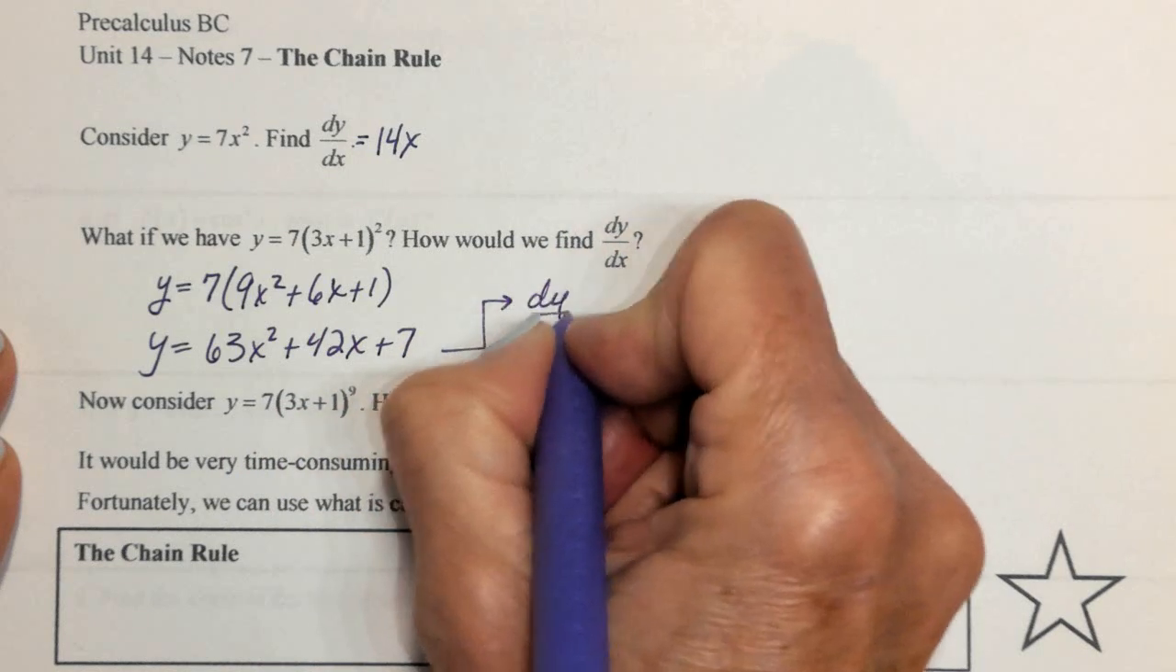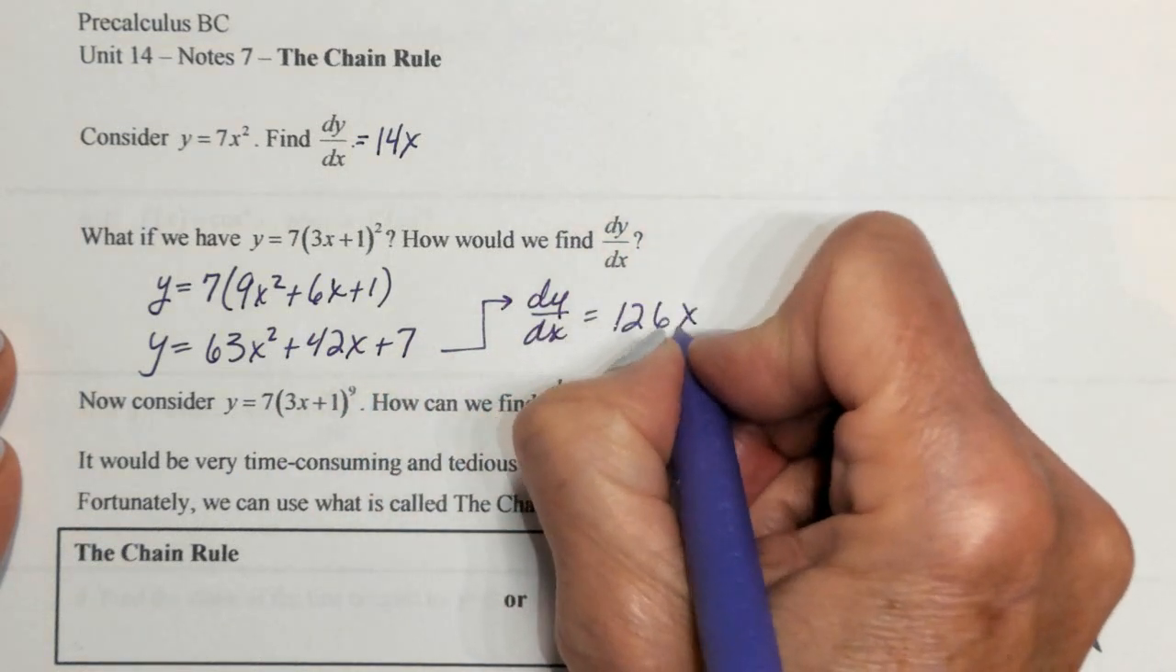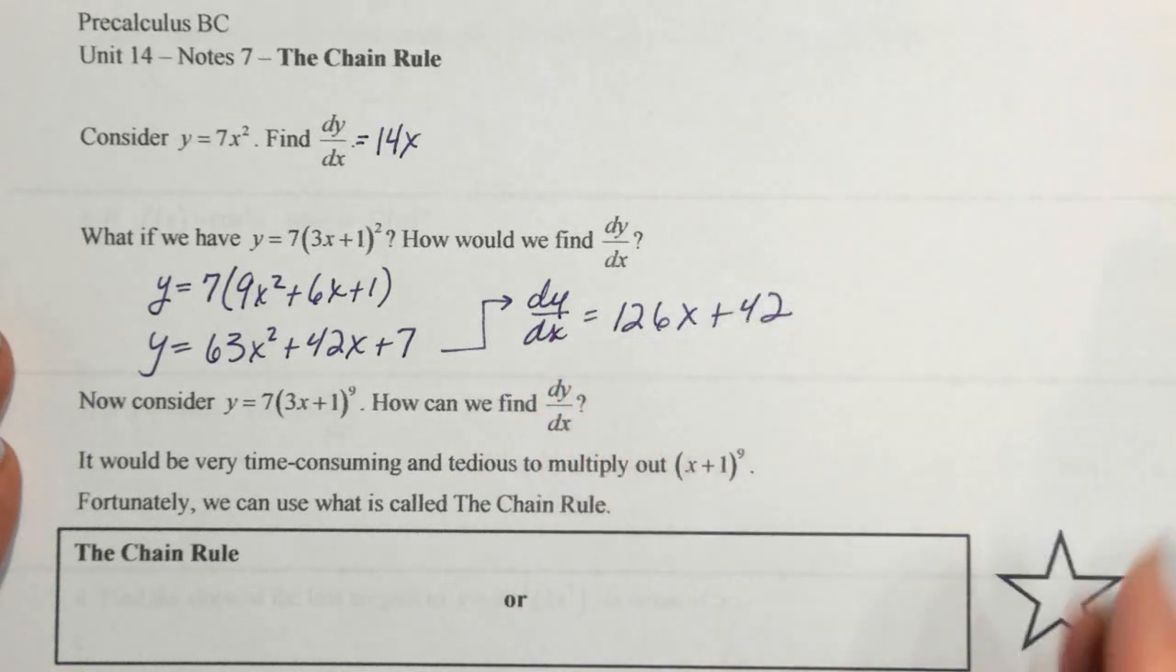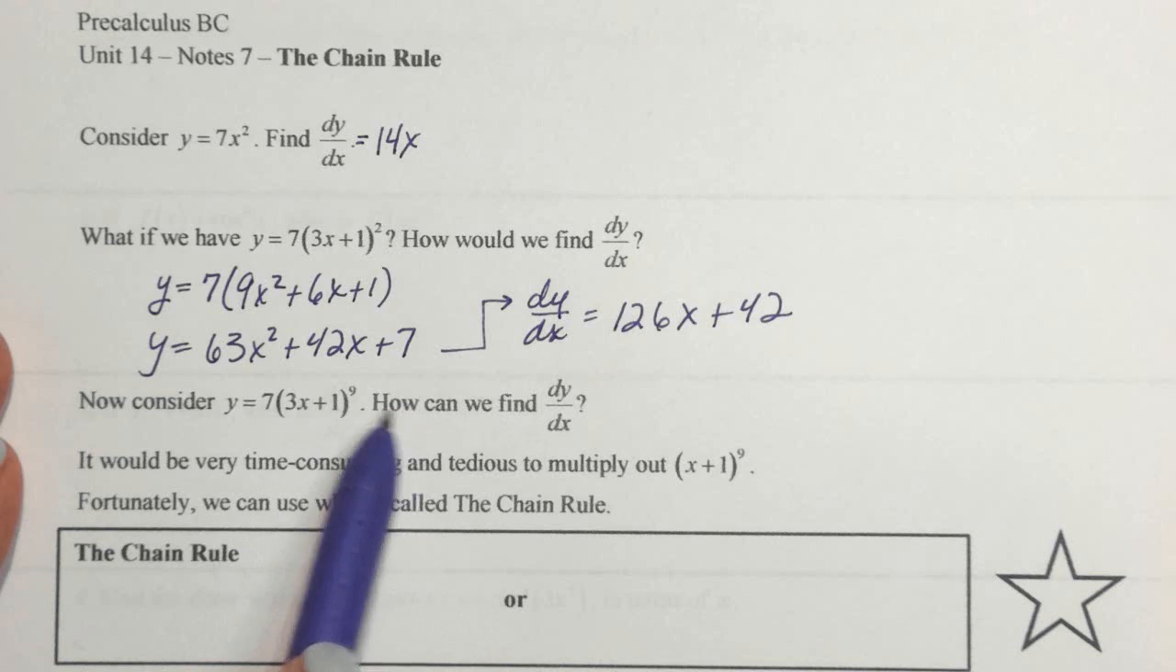And then we could find the derivative. And that would be 126x plus 42. Not too bad. What if this wasn't a 2, though? What if it was something larger? That would take a lot of multiplying.